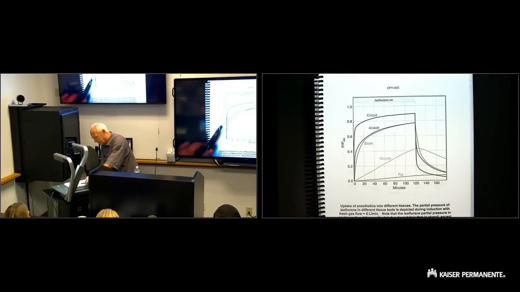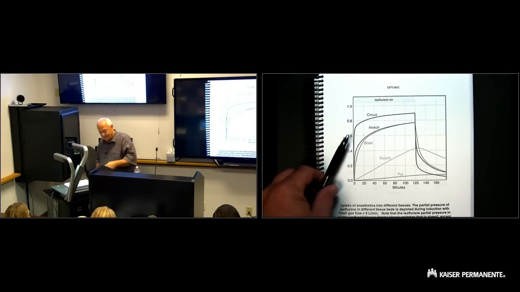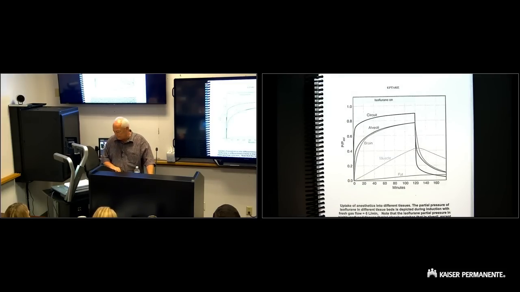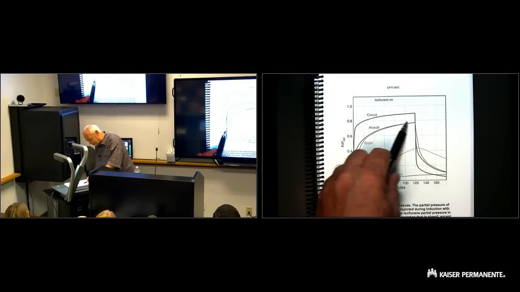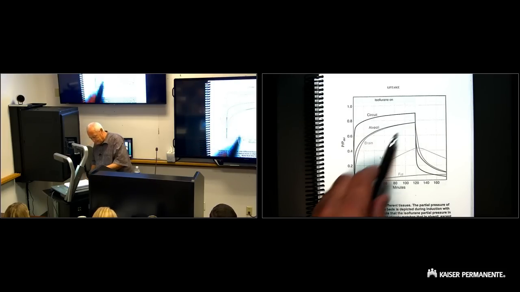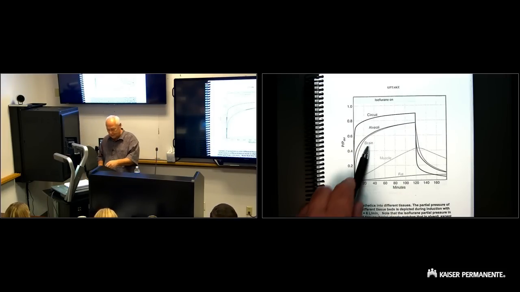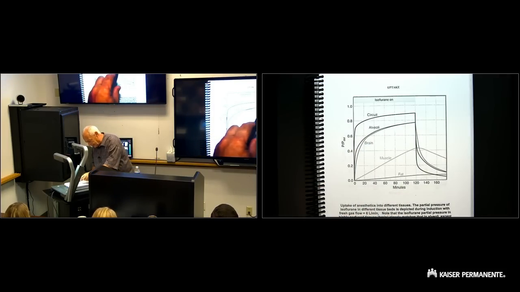Well, first of all, the circuit that you're delivering it in is going to have the most, because it's coming out of the machine. That's pretty obvious. And then, since we're delivering it through the lungs, the lungs have the second highest concentration. And look at the brain. See the two curves? Alveolar concentration, brain concentration.